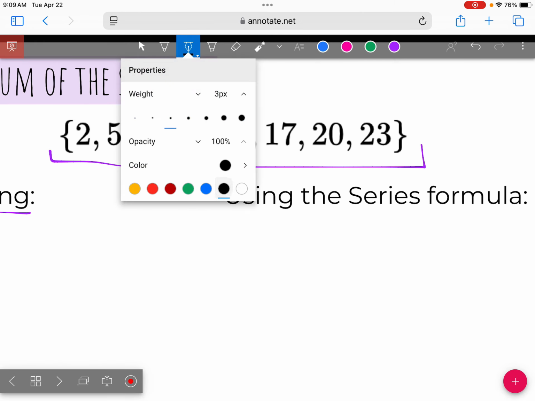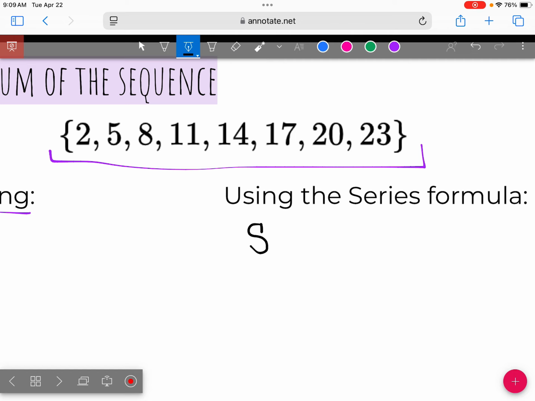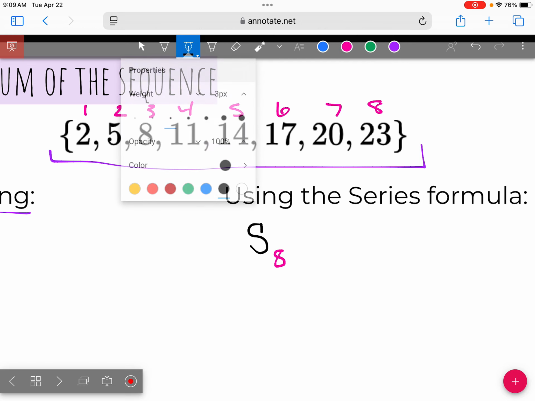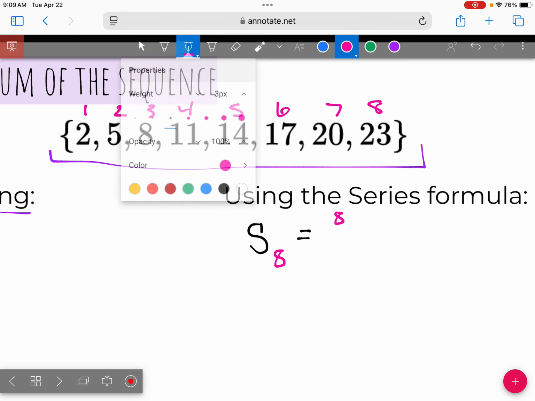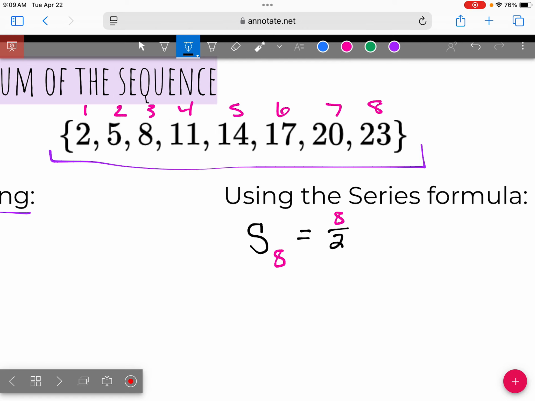For the sum of the series, how many terms do we have here? We need that. Like 7. Wait, 8. We've got 1, 2, 3, 4, 5, 6, 7, 8. So we're going to get the sum of these 8 terms using our n over 2 times our a sub 1 plus our a sub n, with n being 8.